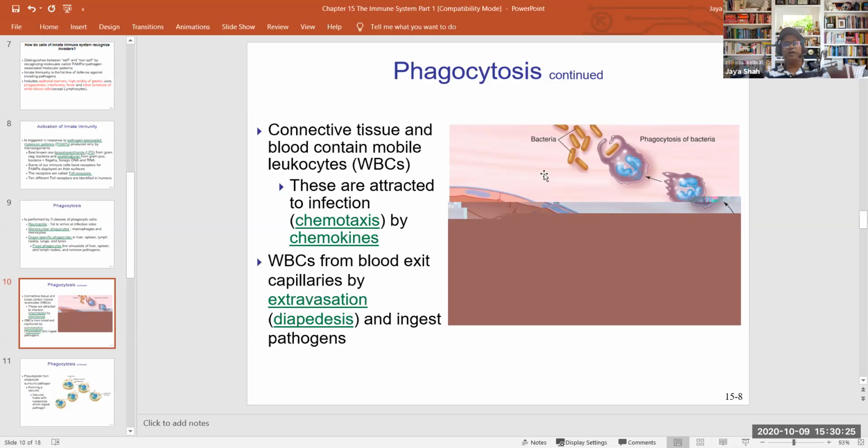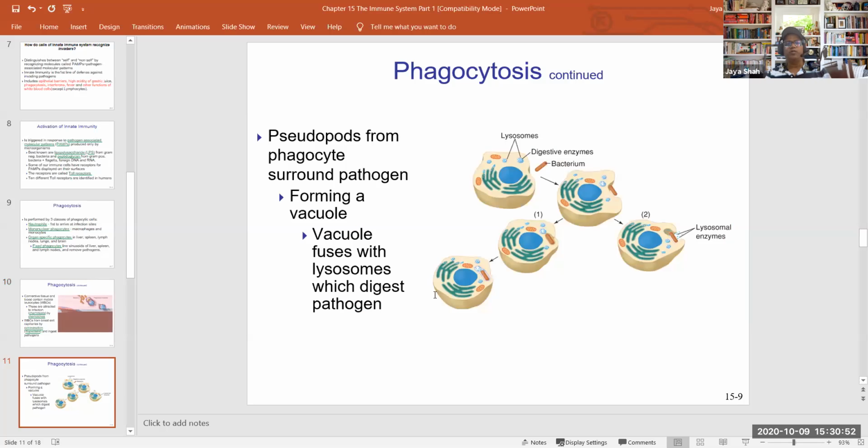are attracted by chemotactic factor, and that process is called chemotaxis. And then the neutrophil exits the blood vessel, which process is called extravasation or diapedesis, and they come out and swallow the bacteria. Okay, let's see what happens once they swallow the bacteria.